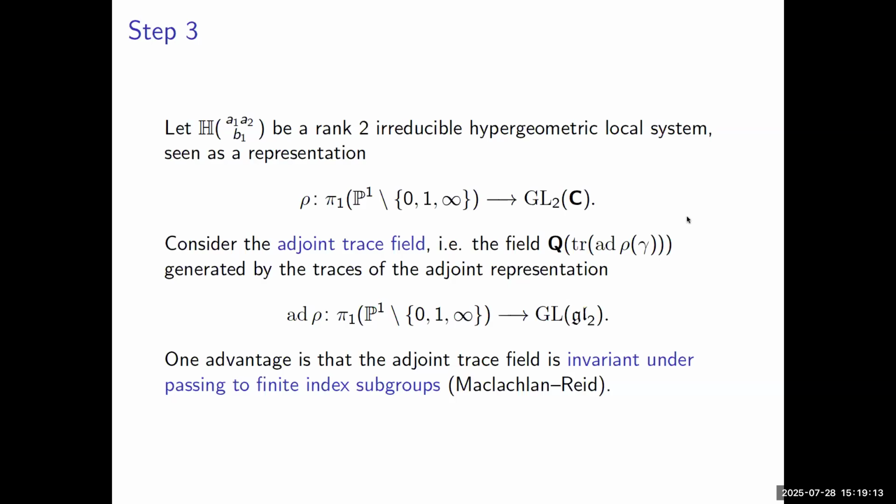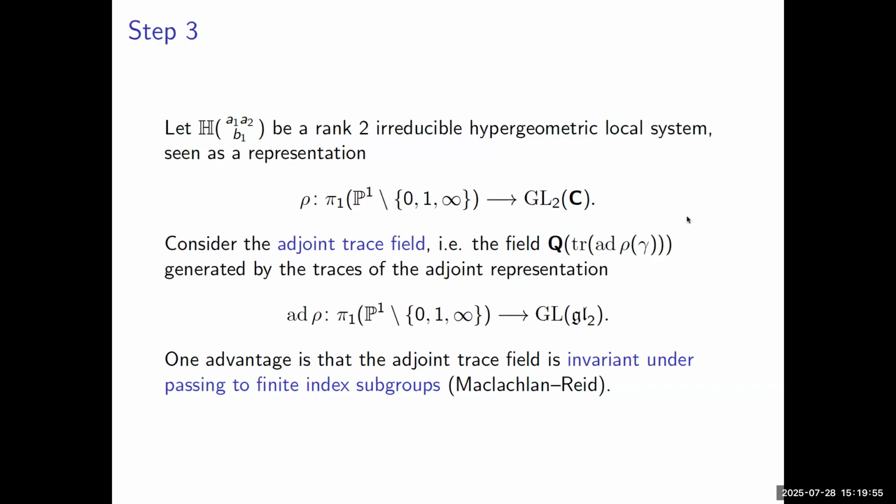And then step 3 is where some invariant to detect objects of H appears. And it's going to be a trace field. So now I'm going to switch from differential equations to local systems. More convenient for this kind of invariant. So you consider the local system associated to a hypergeometric differential equation of rank 2. We assume it is irreducible. So this is a representation of the fundamental group pi_1 of P^1 minus 3 points with values in GL2 of C.